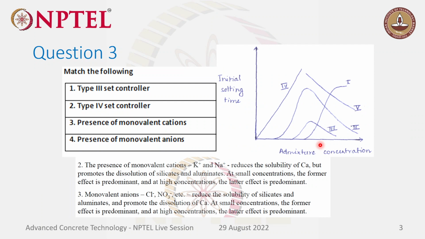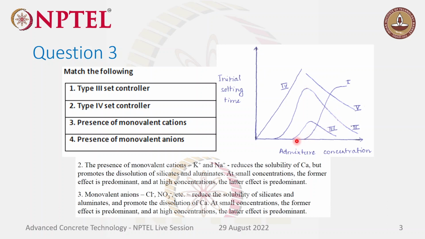So before going to the answer, let's see what is type 3. This particular graph I took from the lecture video, and this slide is also from the lecture video. Coming to type 1, by increasing the admixture concentration, the initial setting time increases. And coming to type 2, initially if you keep on increasing the concentration, it increases the setting time, but after a point of time it starts decreasing.